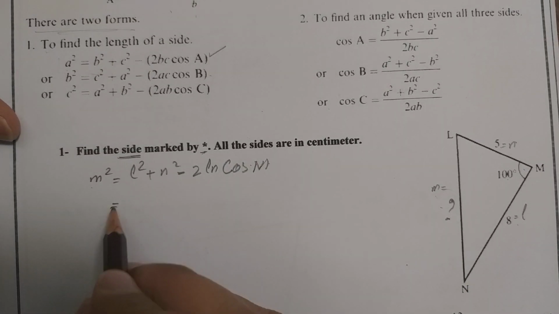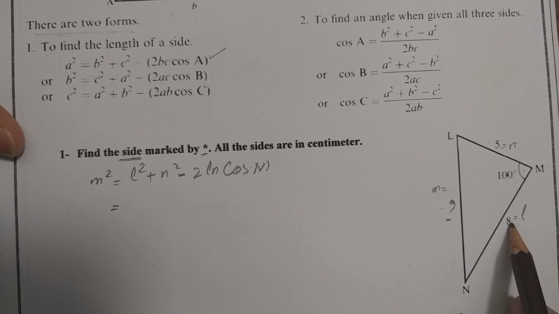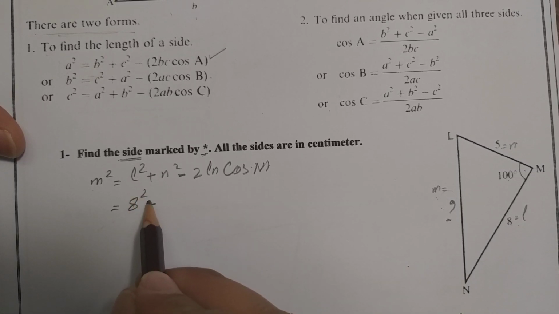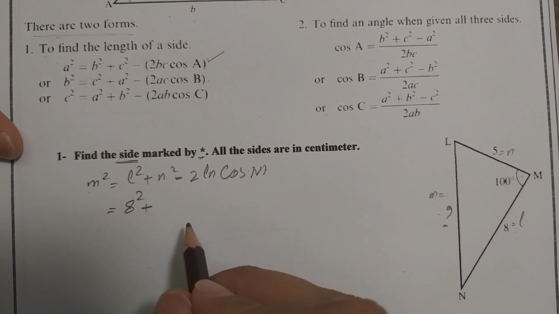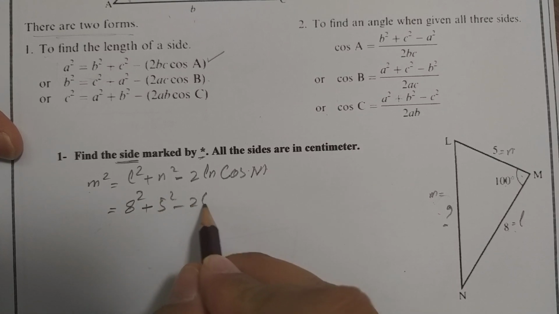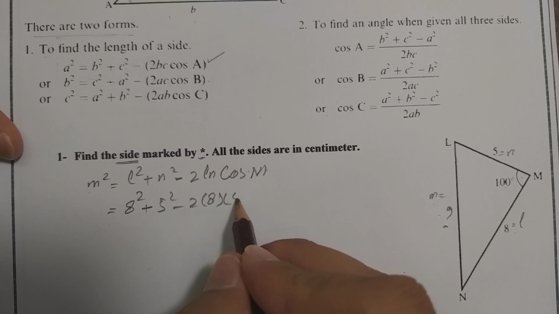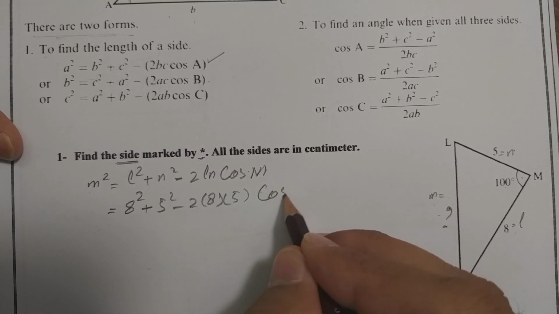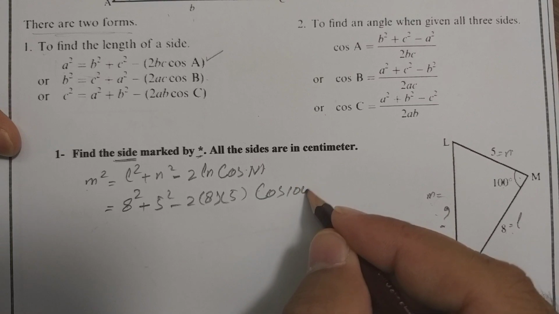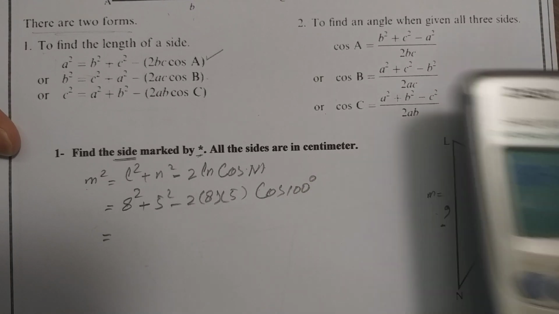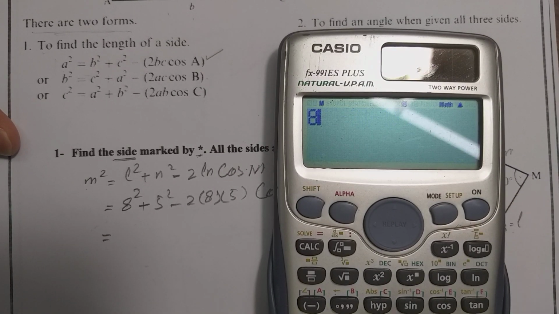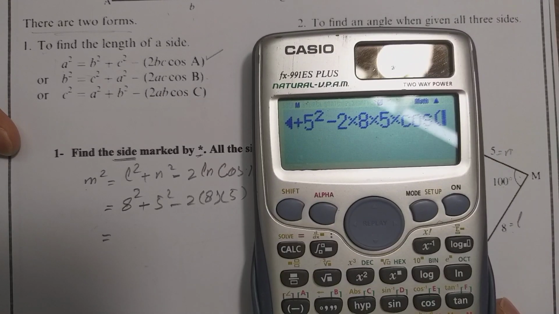Substitute the values here: l squared which is 8 squared, plus n squared which is 5 squared, minus 2 times 8 times 5 cos of the given angle 100. So substitute in the calculator: 8 squared plus 5 squared minus 2 times 8 times 5 times cos 100.